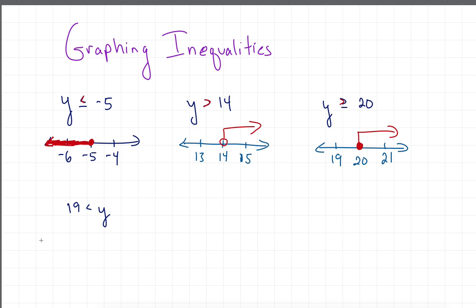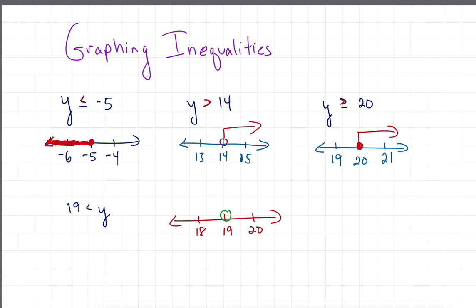But if we look at this problem here, 19 is less than y. So here's our number line. We put our 19 here in the middle. We'll go with a 20 and an 18 here. First of all, hopefully we can see that our circle is going to be a hollow circle. It's not going to be filled in because it can't include 19.